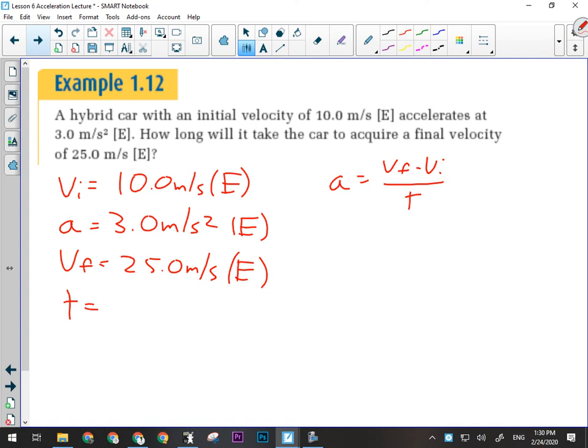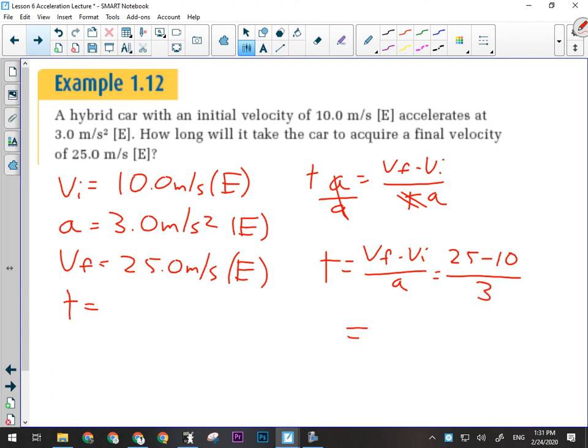If I want to get t by itself, what should I do? Multiply it over to the other side. I can't solve for it when it's on the bottom of an equation. So I'm going to multiply it over to this side. What am I going to do with a? Right. So there's my formula: T equals VF minus VI over a. So that'll be 25 minus 10 over 3. So 15 over 3, this should take 5.0 seconds. Everybody okay with that one?